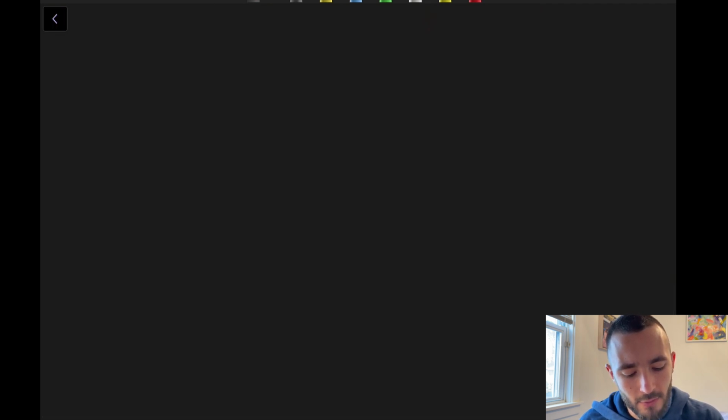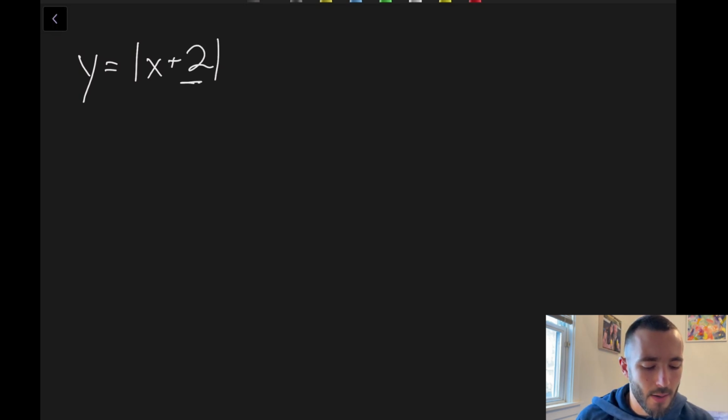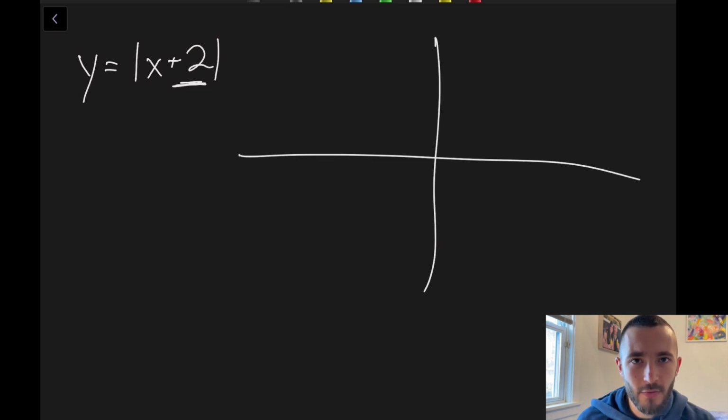Our second function transformation, which will be y equals absolute value of x plus 2. So what if the number that we're adding is inside the absolute value? So in this case, instead of shifting it up or down, this is going to shift it left or right. When the number is outside the absolute value, it's shifting up and down. When it's inside, it's shifting left and right.